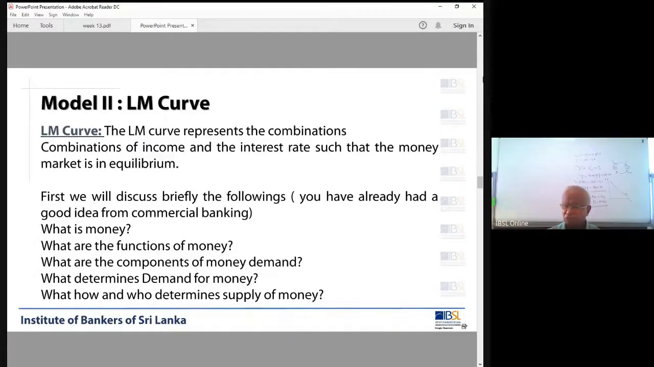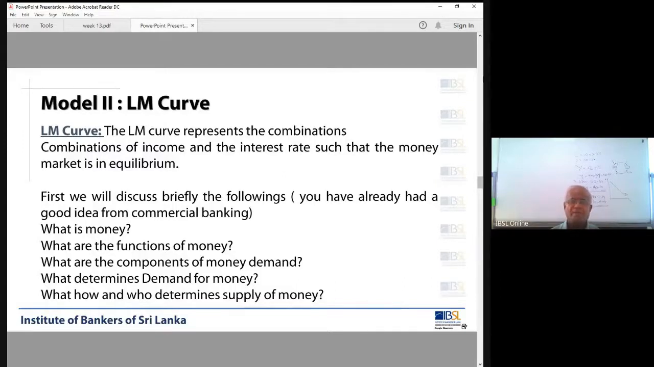Speculative demand means investment, financial investment to buy some shares, treasury bills, or bonds. We need money for speculative demand. These are the three components of demand for money. What are the components? Transaction, precautionary, and speculative demand, right? These are the three. What determines demand for money?